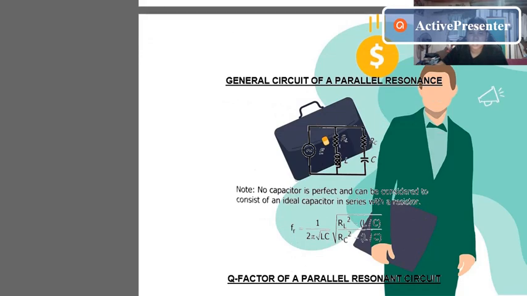So, take note na no capacitor is perfect and can be considered to consist of an ideal capacitor in series with a resistor. So, formula sa atong general circuit, if parallel atong resonance, we have 1 over 2 pi square root of LC multiply RL squared over RC squared minus L over C divided by minus L over C. So, formula for our resonant frequency. So, take note.